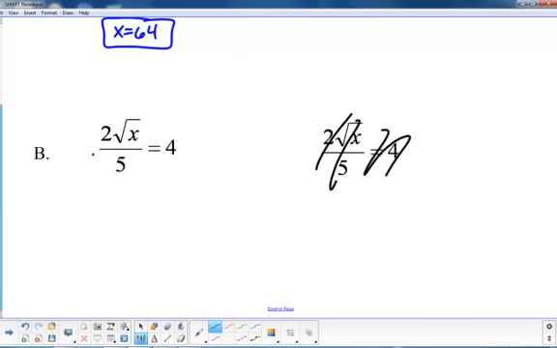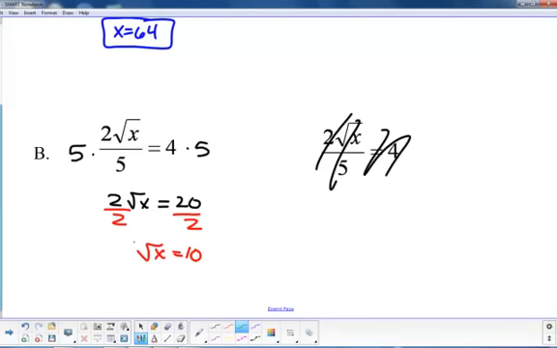So here we would multiply both sides by 5. So 2 square root of x is 20. And then divide by 2. So square root of x is 10. And then square both sides.